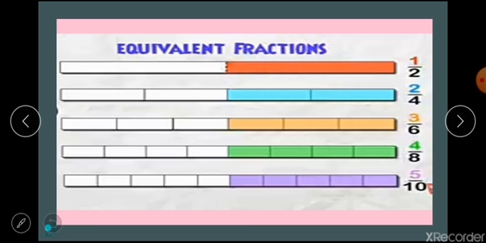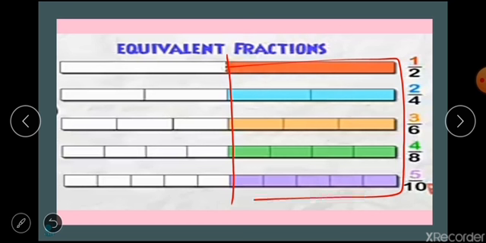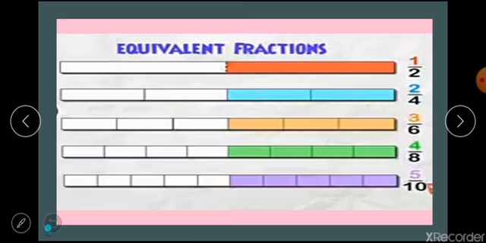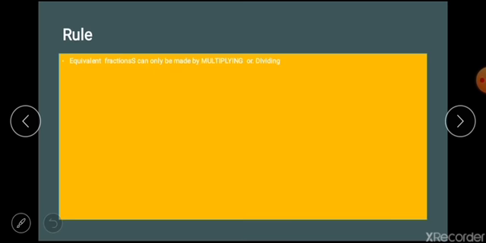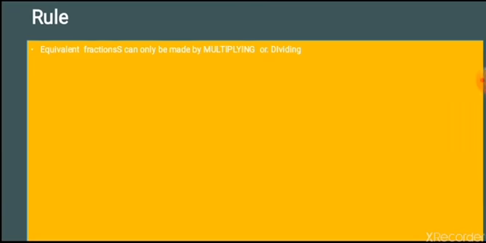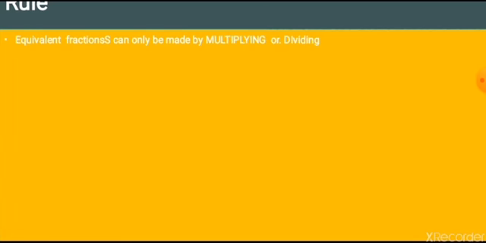After doing this activity, when you fold this paper, you will see that I am dividing these strips into equal parts. So these are equivalent fractions. This activity, students, you will do. So the rule is that equivalent fractions can only be made by multiplying or dividing.